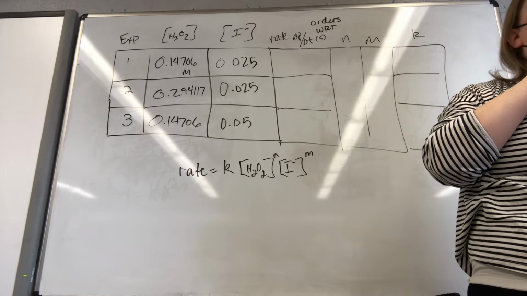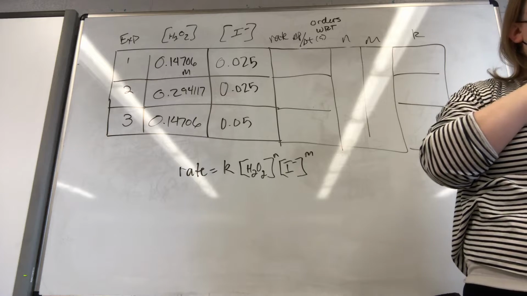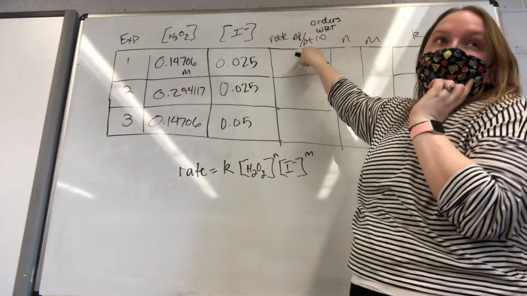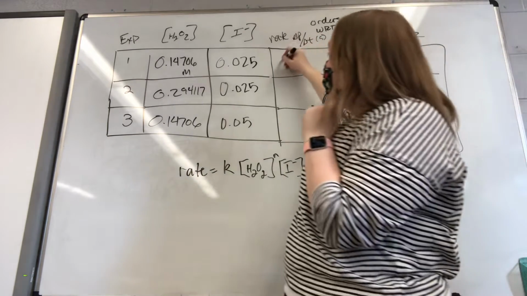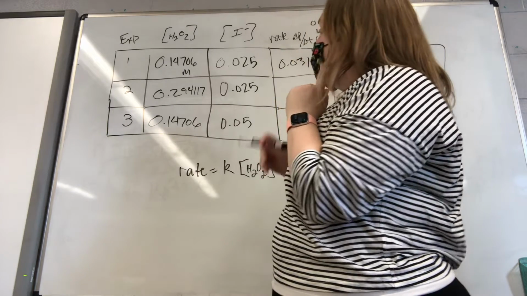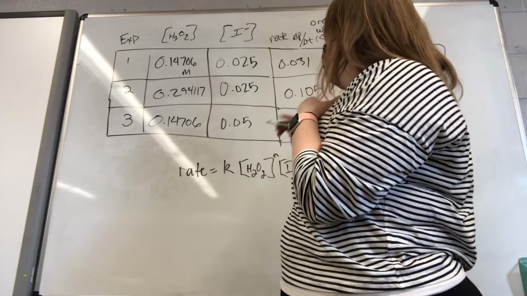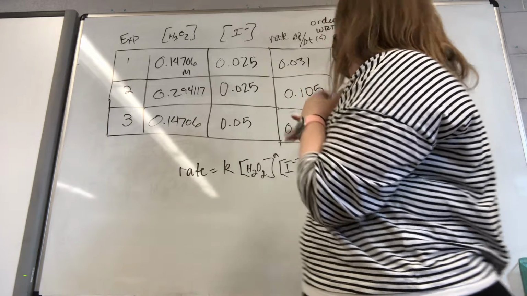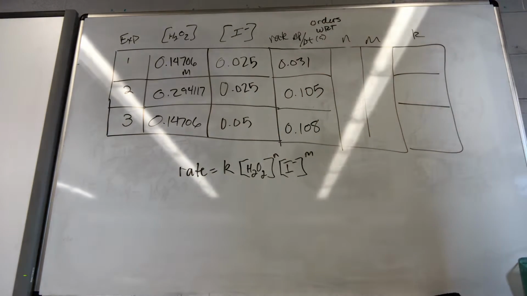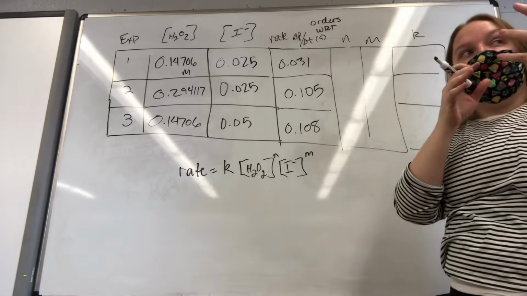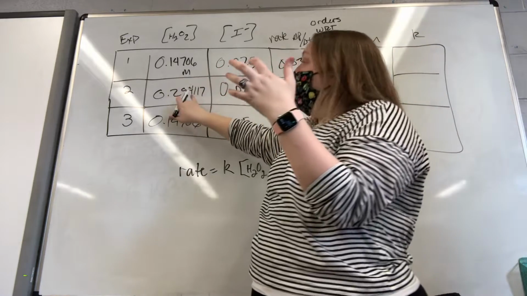Who did I do this with yesterday? I did this with Gavin yesterday, right? Okay, Gavin, give me your delta P over delta T for the first one. 0.031. And then the second one. 0.105. And then the last one was 0.108. Yes. Okay. All right.